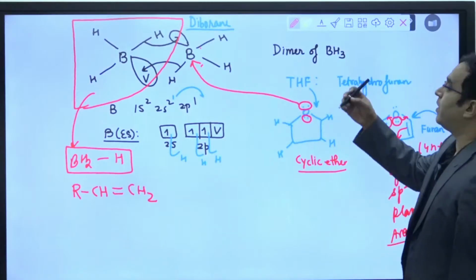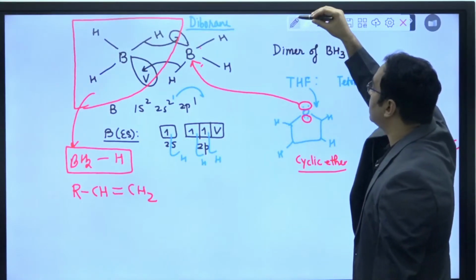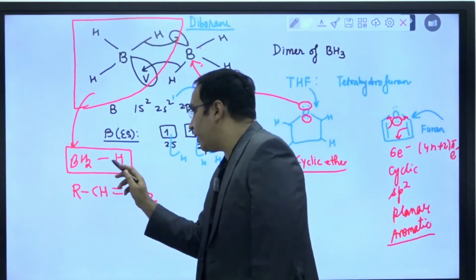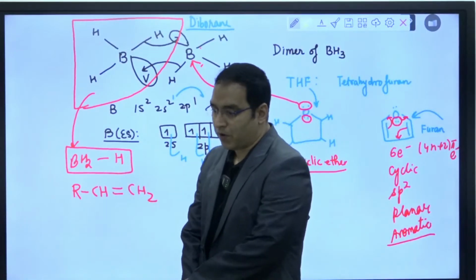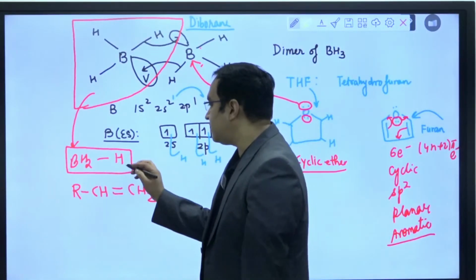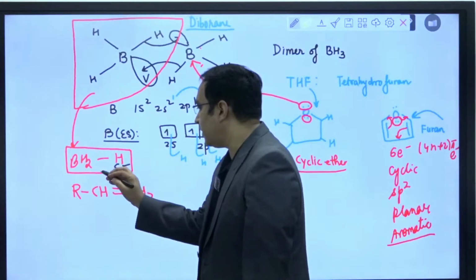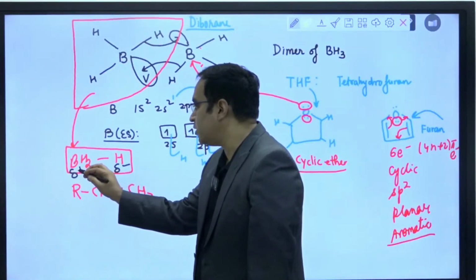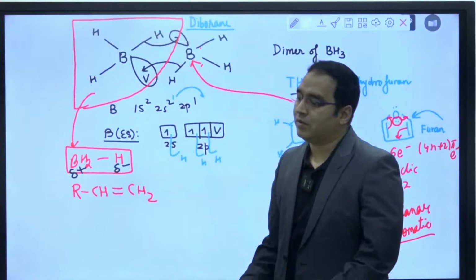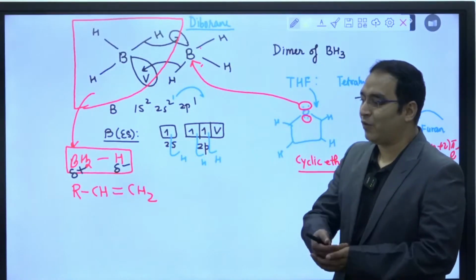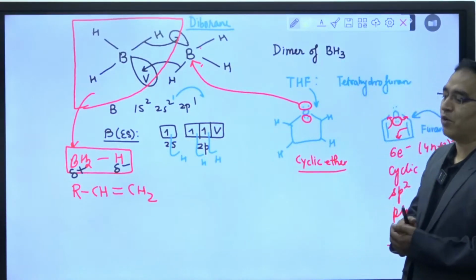Please tell me what is the charge breakup on BH3. Which is plus, which is minus? In BH2 and H, which is plus and which is minus? Raunak? H is minus and BH2 is plus because boron is a deficient unit, you already know. So BH3 itself was deficient. If you take H also, how can it have more electrons?